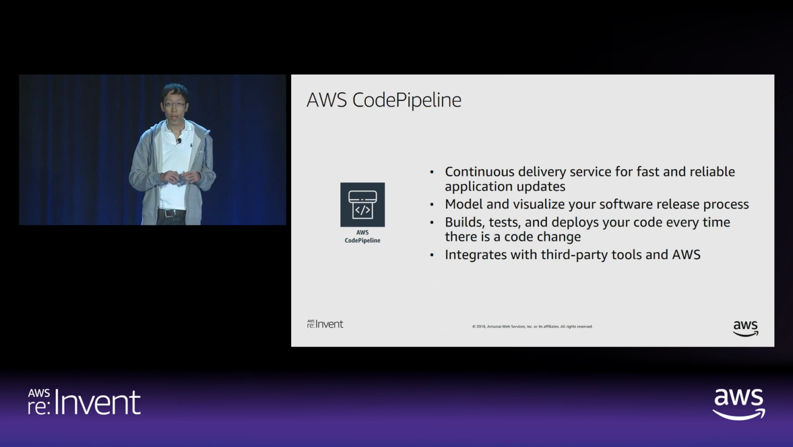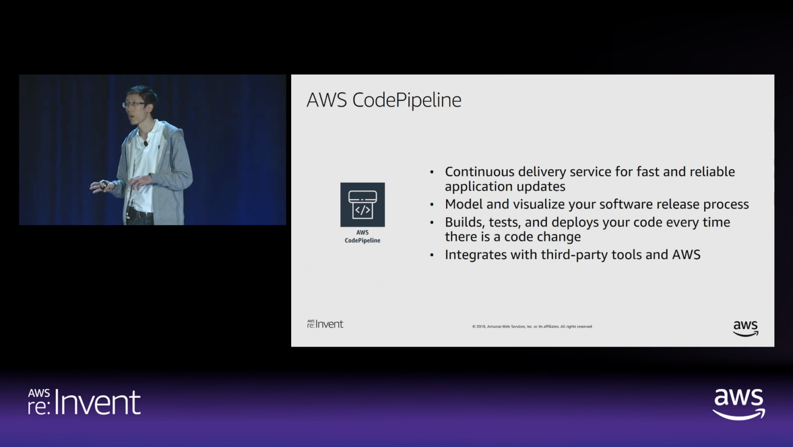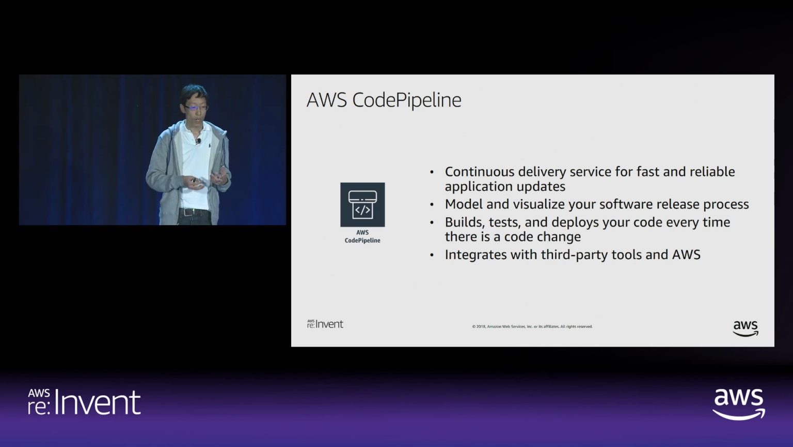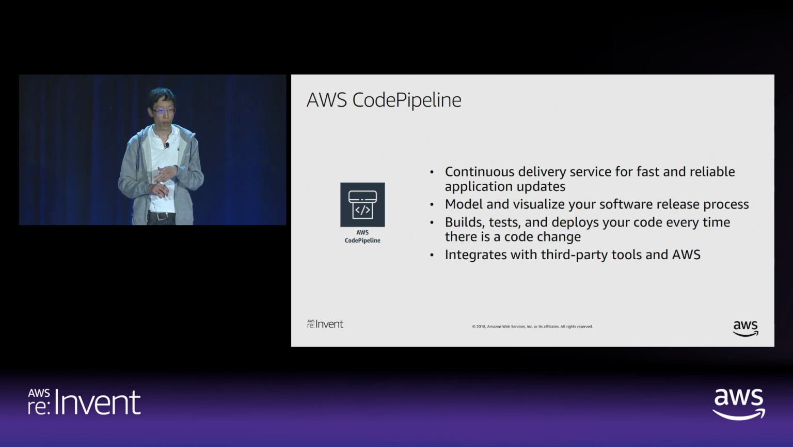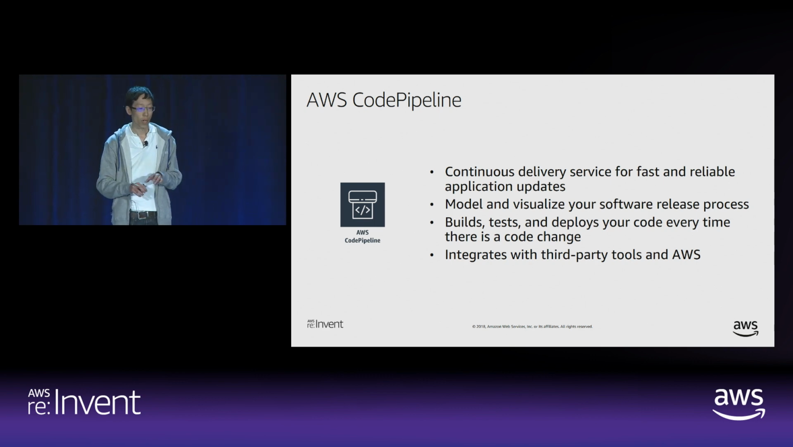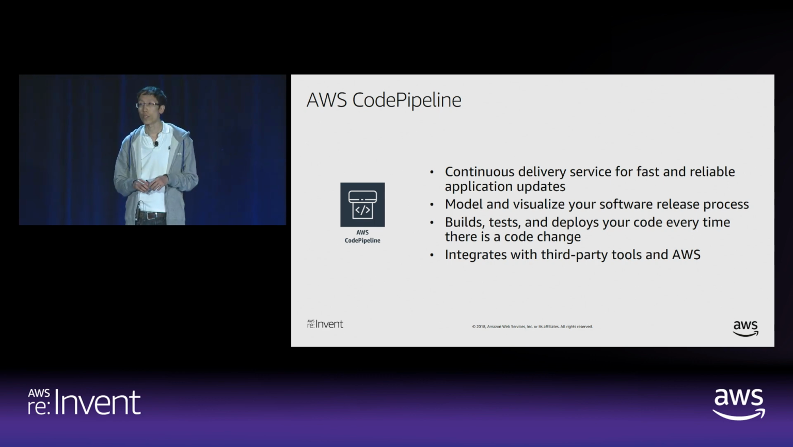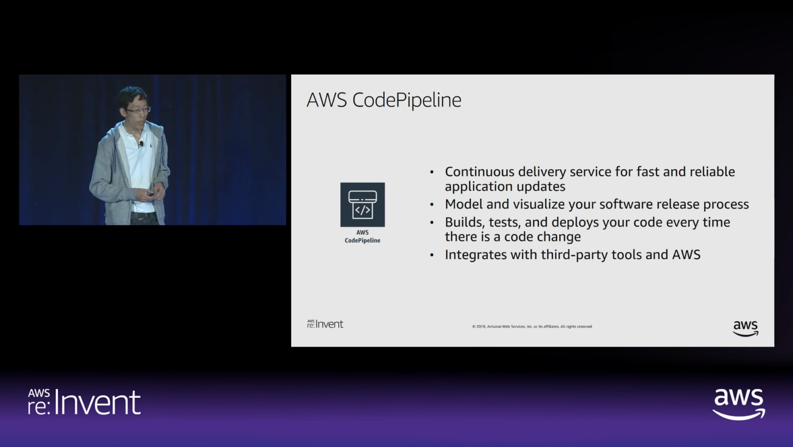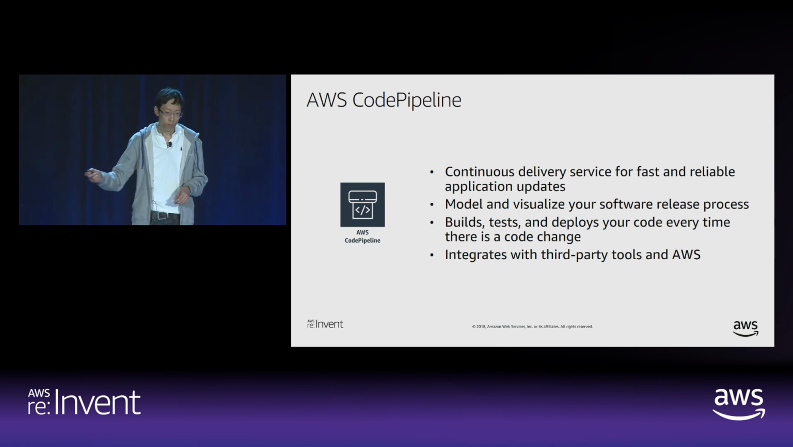So you can drag and drop the process. You can define the process of your development in CodePipeline, and you can also set a trigger, so when the code is changed it does an automated build, automated test, and also deploys the code every time you make a code change. It's also integrated with third-party tools and with AWS tools.